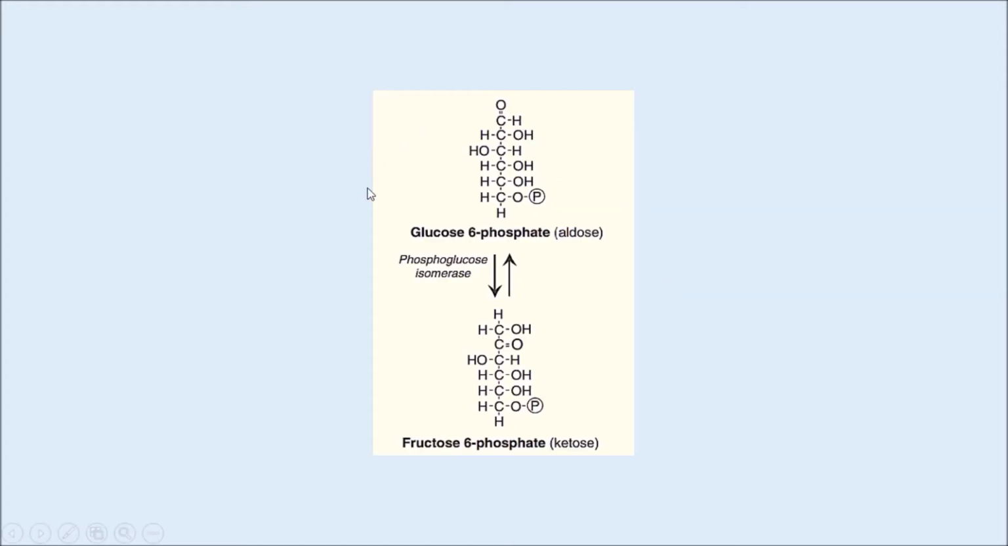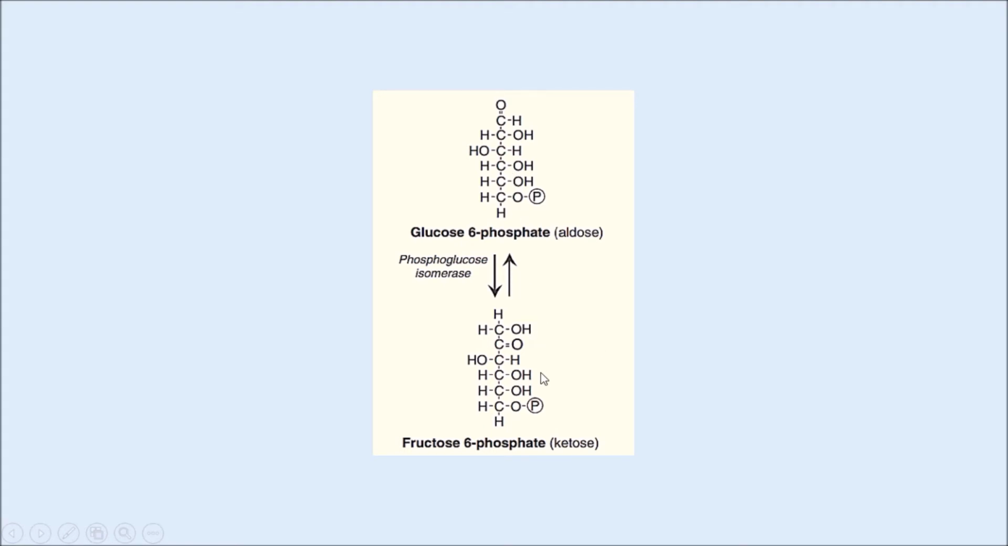If we look at the reaction, the isomerization of glucose 6-phosphate to fructose 6-phosphate can be visualized as the conversion of an aldose to the ketose isomer. The enzyme is phosphoglucose isomerase.